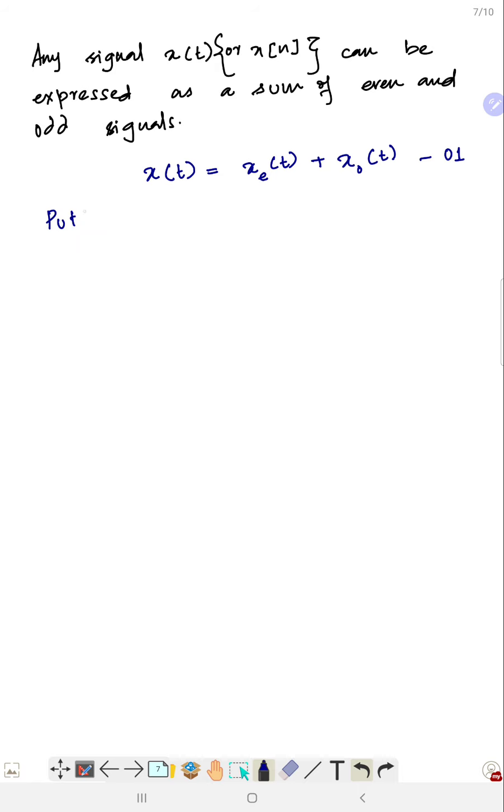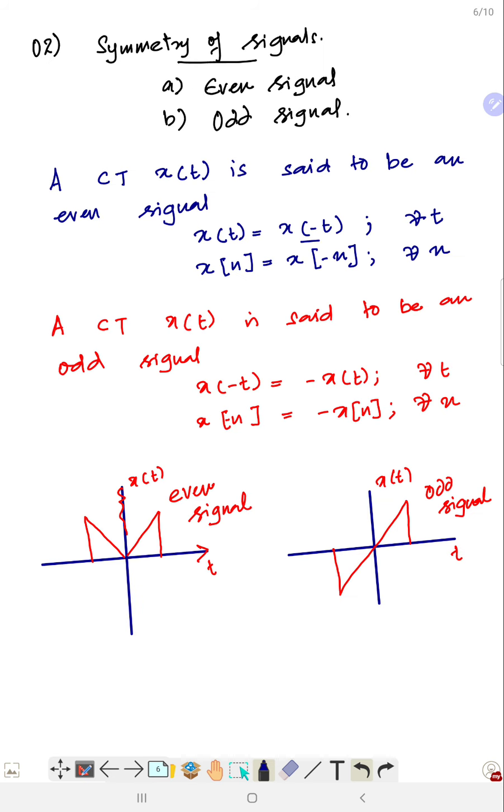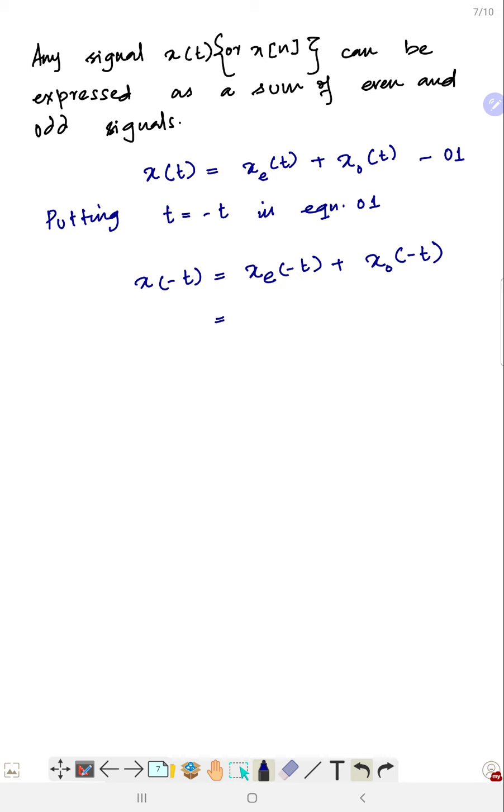If I do a small substitution here, that I put t equivalent to minus t in this equation, what I'll get is x of minus t is equivalent to x e of minus t plus x o of minus t. But we just discussed that the even signal has a property that if my signal is even, then x of minus t will be equivalent to x of t. Now since this is the even component, I can substitute that it is the same as x e of t, because it is even.